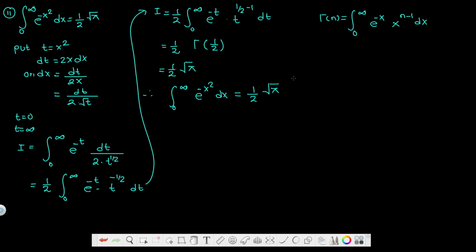So these were the two more properties of the gamma function. In next video we will evaluate some integrals using the gamma functions.